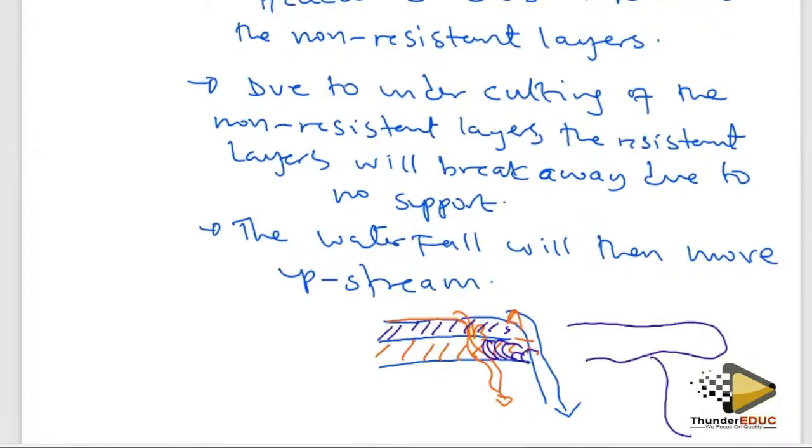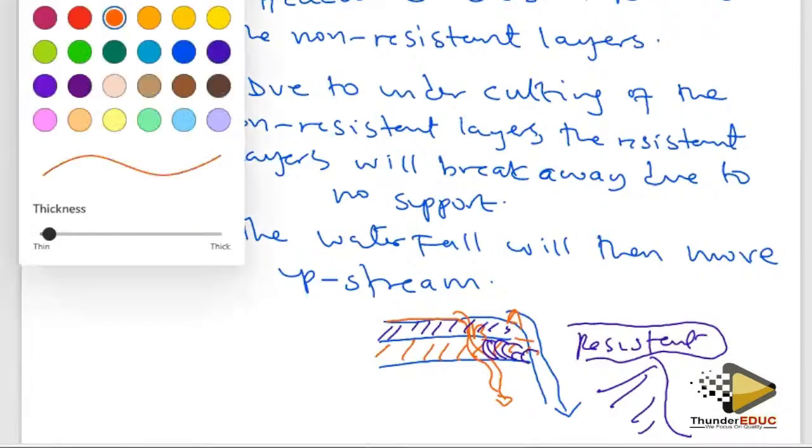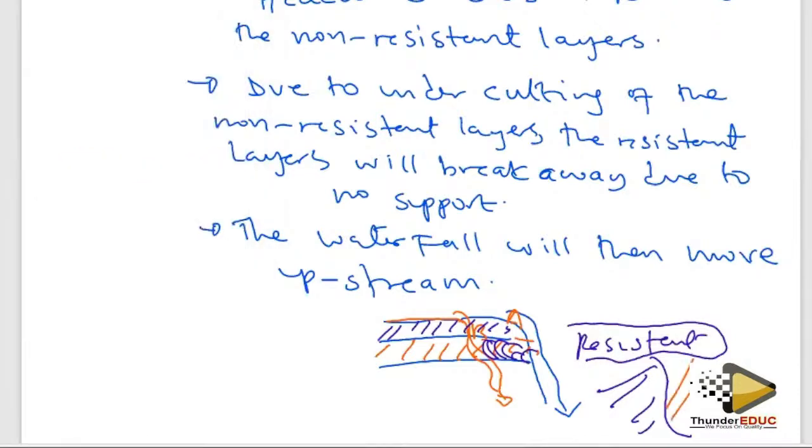See the resistant layers. Now, after this part being eroded away, this part used to have the less resistant layers, but after them being eroded away, what happened? They are eroded away. So meaning that the resistant layers of rocks will have no support, and eventually they are going to break. This part breaks off.